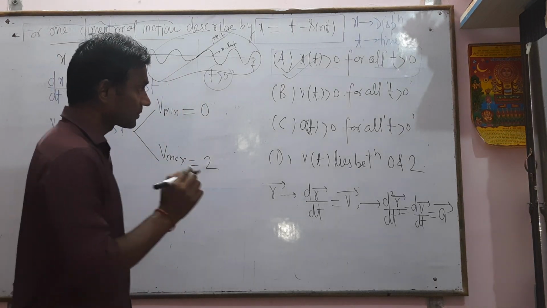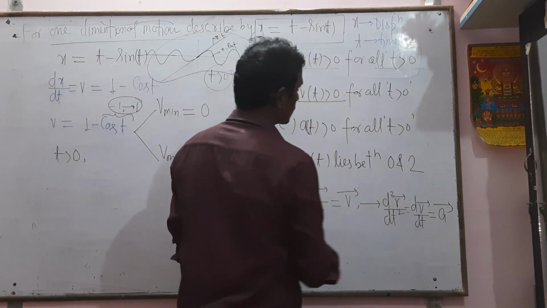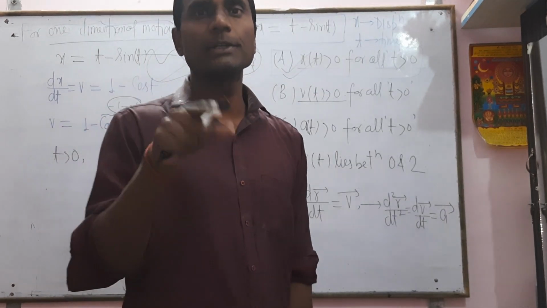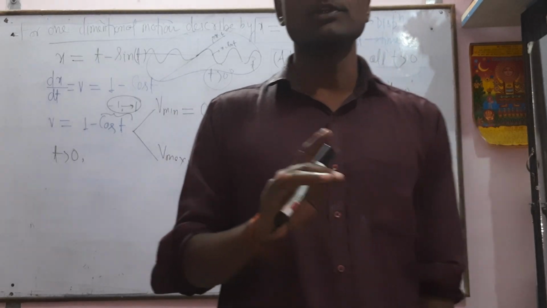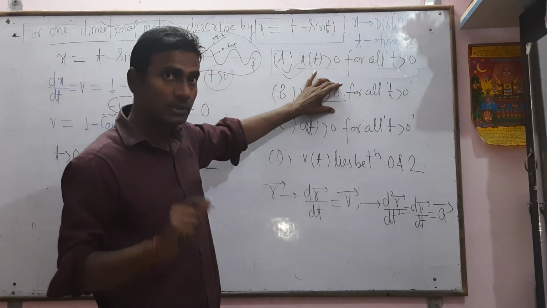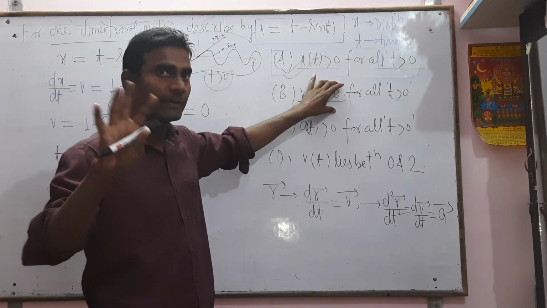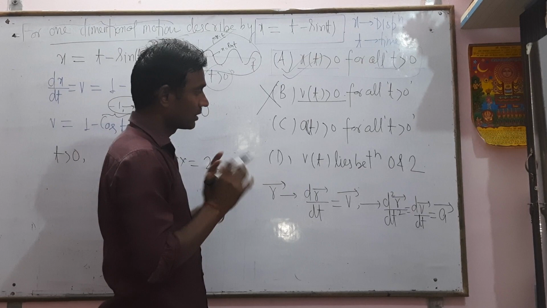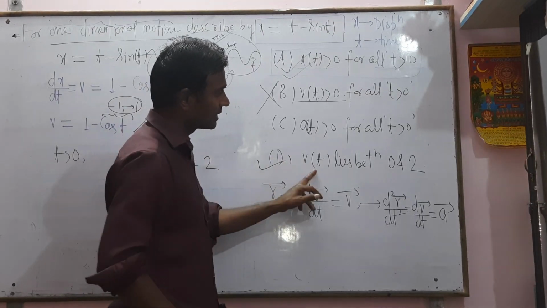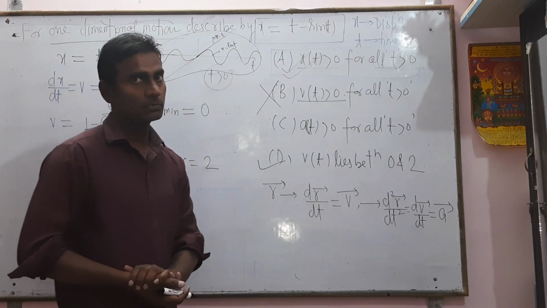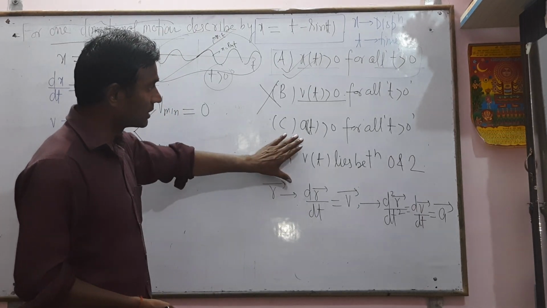So you can say v(t) is positive. Positive means greater than 2. So v(t) greater than 2 means we can say that v(t) is not positive. If it exceeds the value 2, that value cannot exist. So B is not correct. D is the correct option because in this question v(t) lies between 0 and 2. This is the correct value. Okay. So you can say D is correct.